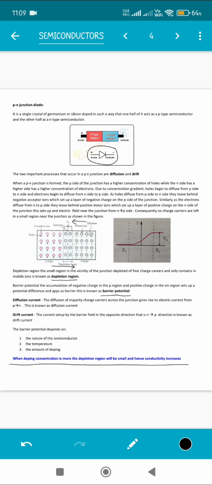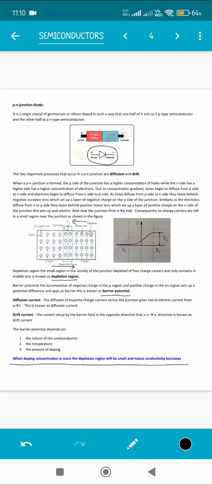Very, very important. So when we are doping with more number of atoms, more number of pentavalent or trivalent atoms, then what will happen? The depletion region will be small. Depletion region is the region where no charge carriers exist. So if the depletion region is very thin, that means most of the area in the PN junction will be full of charge carriers, and hence conductivity will definitely be more.